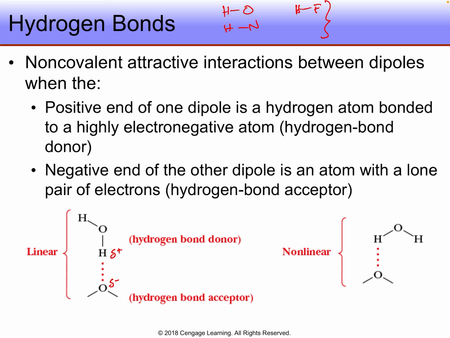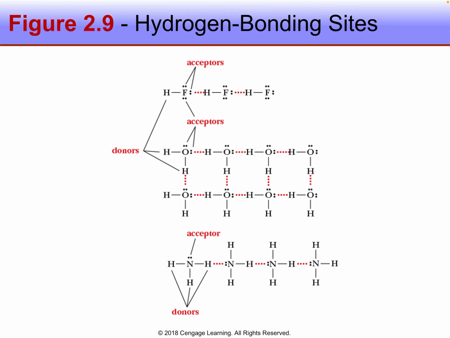What cannot participate in a hydrogen bond is a hydrogen that is covalently bound to carbon. That hydrogen cannot participate in a hydrogen bond. So this is showing us a representation of possible hydrogen bonds between water molecules here and between ammonia here. So this hydrogen is covalently bound to nitrogen, as is this one, and so they can participate in hydrogen bonds. This hydrogen is covalently bound to an oxygen, so it can also participate in hydrogen bonds, and then this one is covalently bonded to fluorine and can participate as well.